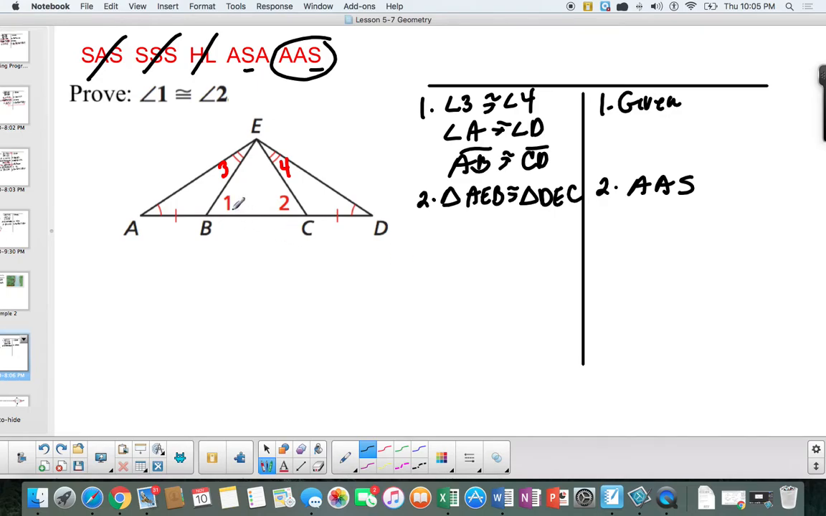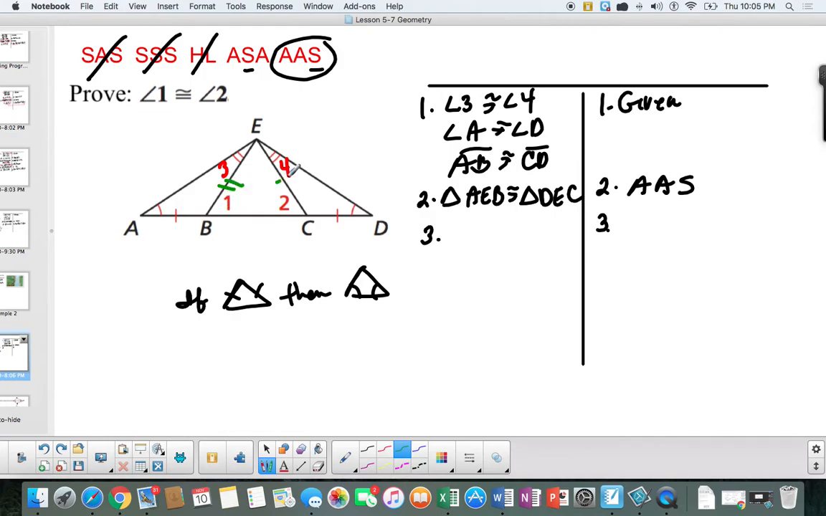Now, how's that going to help me get angle 1 and angle 2? I want you to notice that angle 1 and angle 2 are from the same triangle. So I know that I have these theorems. If 2 sides of a triangle are congruent, then the base angles are congruent. This is the base angles theorem. So if I could somehow show that this side is congruent to this side, then these 2 angles are congruent. And that's going to happen because I've shown these triangles are congruent, so I'm going to use a different color.